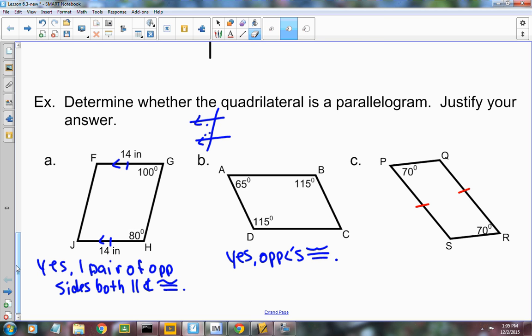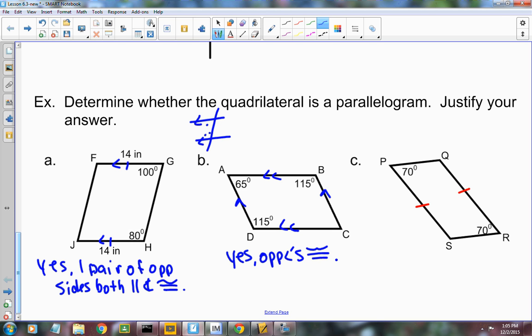If I got rid of that 65, aren't these supplementary? So then these would be parallel, right? These are supplementary also, right? So these two would be parallel. So I could have used that reason too. I could have used opposite sides parallel. Okay, so either one of those.